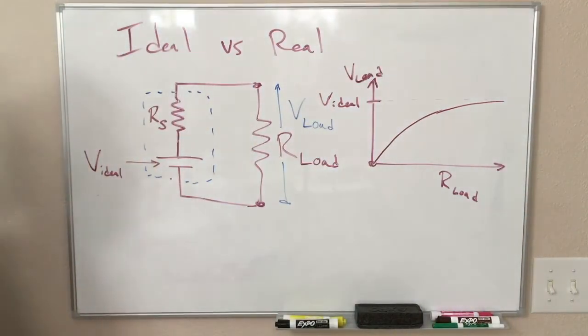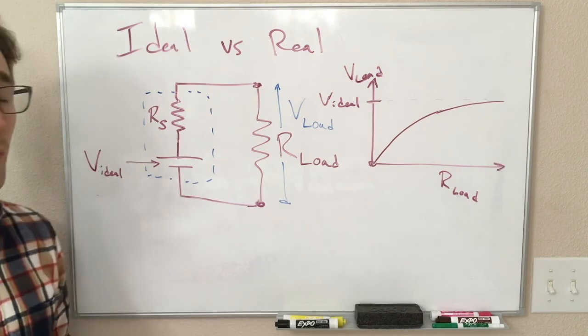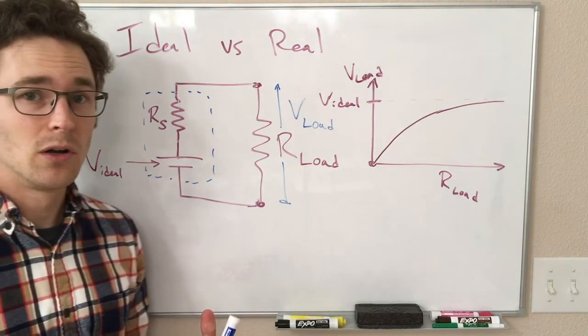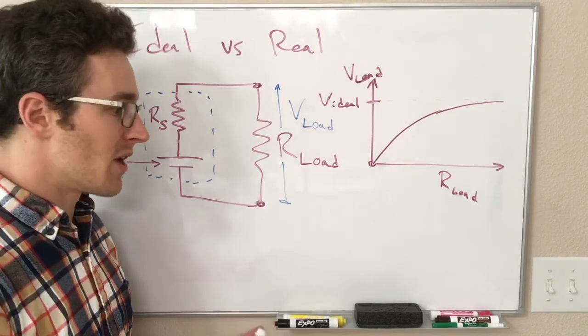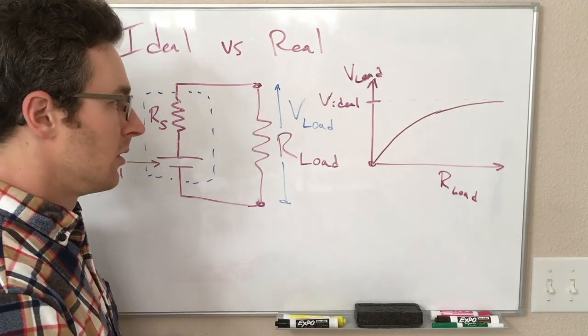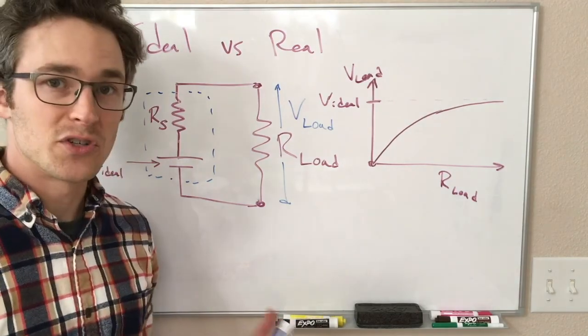Okay, so what does that mean? That means that if we are connecting a battery or power supply to a circuit, we want to make sure we are not asking too much current of that power supply because we may not be getting the voltage that we're asking for.